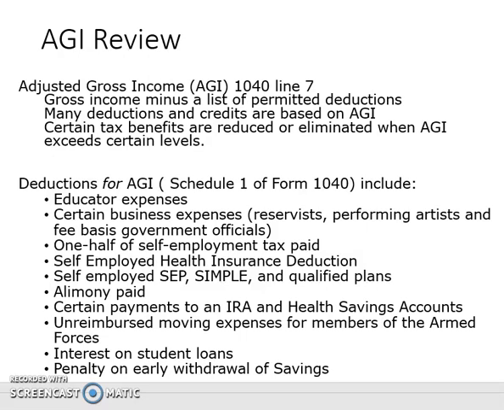Many of our deductions and credits are going to be based on AGI, and certain tax benefits are reduced or eliminated when AGI gets to certain levels. So AGI is an important number on our tax returns.